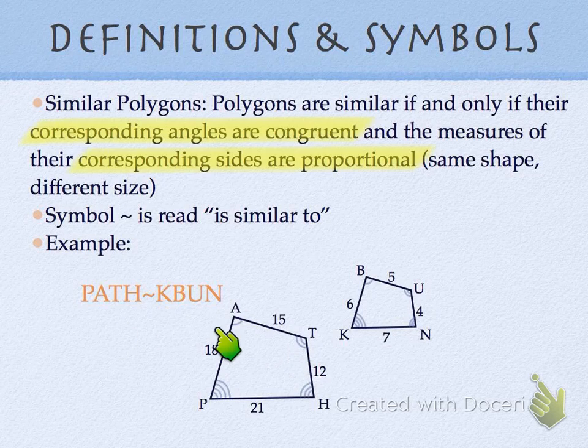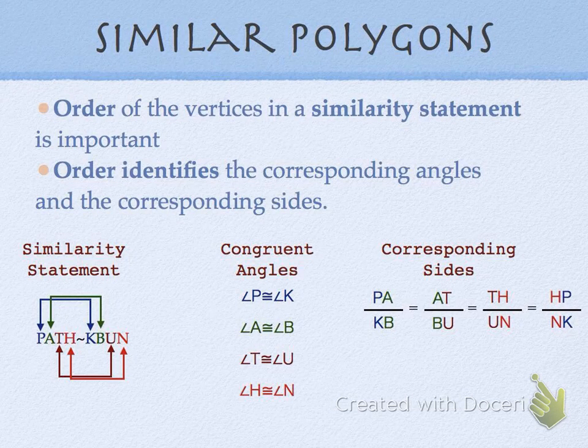Alright, and here is our similarity statement. We'll talk about that in just a second. Alright, order is very, very important when it comes to your similar polygons and your similarity statement. So your similarity statement is here. And notice that the P is first, and it matches with the K. That's angle P is congruent to angle K. Also, the A is second, and it matches with B, the second one. Angle A is congruent to angle B, and so forth. So make sure you fill out your notes with these.